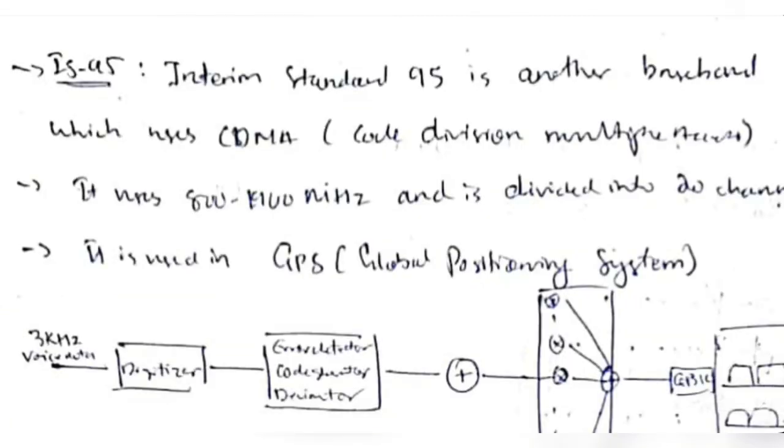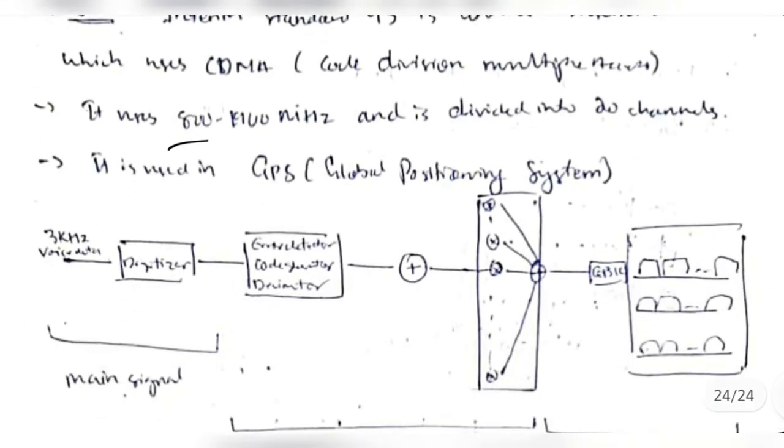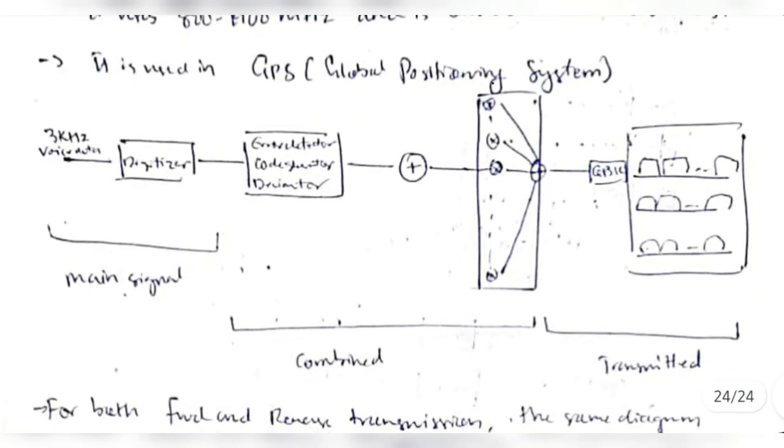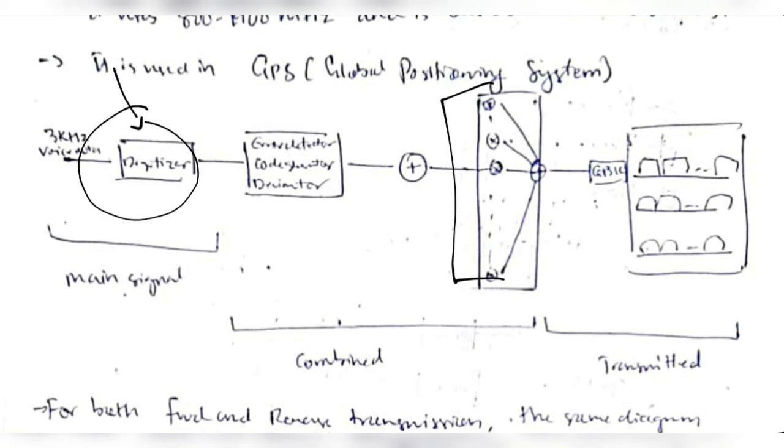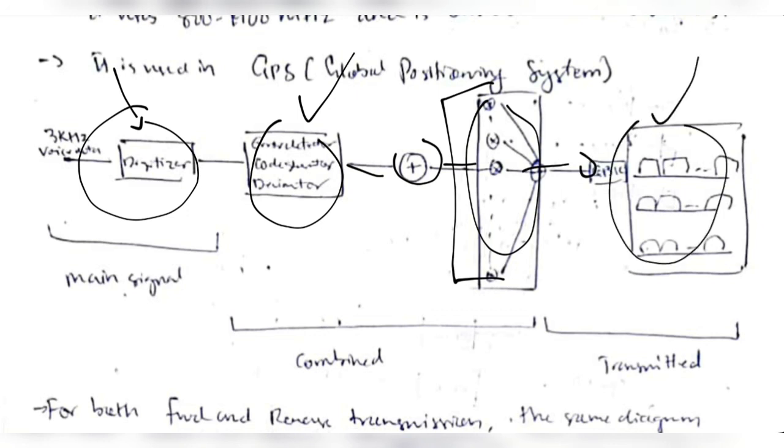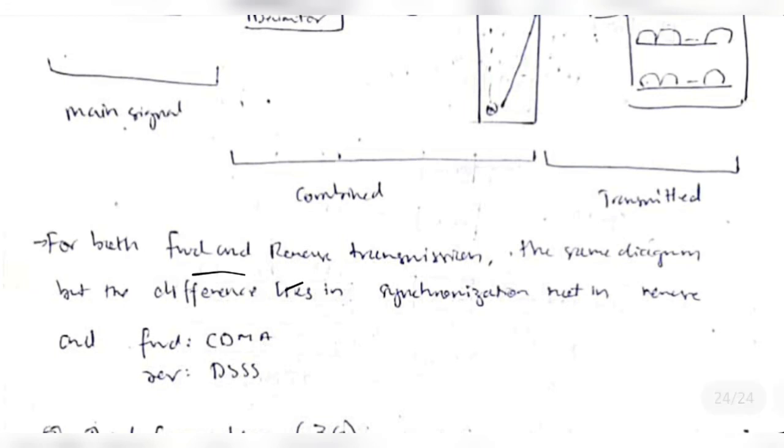And the next one is IS95, which is interim standard 95. This is another type where we will not be using time division, instead we will be using code division multiple access. It operates at 800 to 1900 megahertz, and it's divided into 20 channels. Firstly we'll be using a digitizer to make the main signal, and after that we'll be using some tools to remove the errors, and then we'll be combining it with the other channels and transmitting it using FDMA. The forward and the reverse transmission diagrams are the same, but the difference is in forward we'll be using CDMA, and in the reverse we'll be using DSSS.